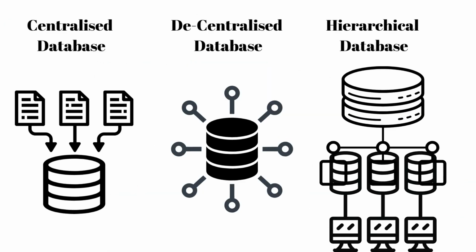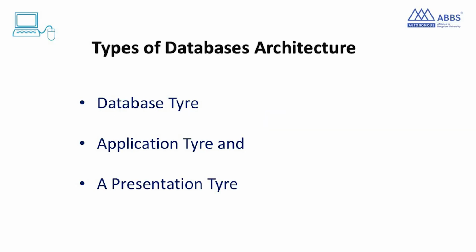Let us try to understand the database architecture. A database architecture depends on its design and can be of the following types. It could be either centralized, decentralized or hierarchical. There could also be a three-tier architecture, something like what we see in the diagram, where it is more like a database tier, application tier and a presentation tier. We can further understand this with the help of an example of a database architecture with a diagrammatic representation.